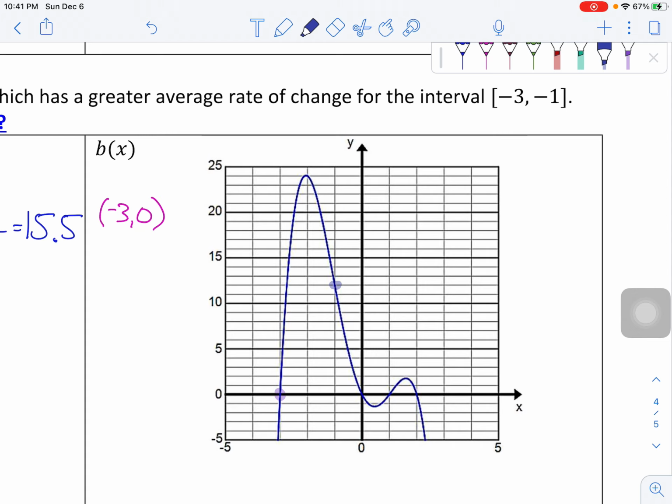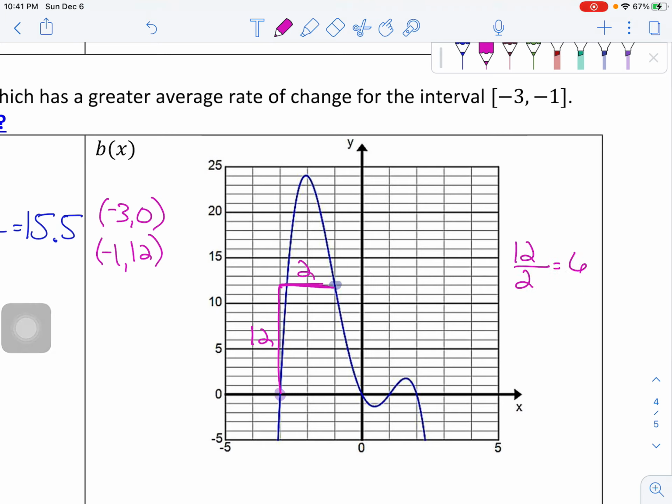I'm going to follow this up until, let's see, right here. Okay. And that particular point is going to be -1, 12. Let's see, 5, 10, 11, 12. Okay. So a couple things you could do. You could remember that slope is rise over run. So to get from this point to this point, we had to rise up 12 units, and then we had to run 2 units. So rise over run would equal 6.